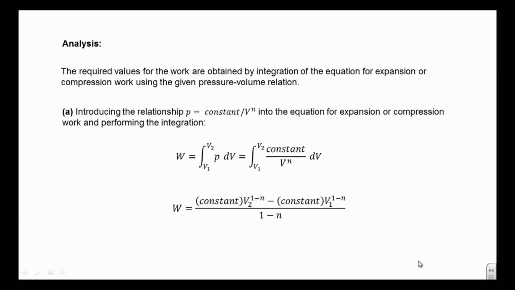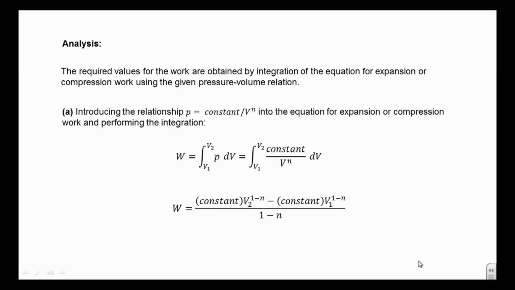Performing the integration between the limits for the volume at states 1 and 2 yields the following expression. Note that for this expression to be valid, the denominator n minus 1 cannot be singular. For this case A, with the value n equal to 1.5, the denominator is equal to minus 0.5, which doesn't lead to any problem.